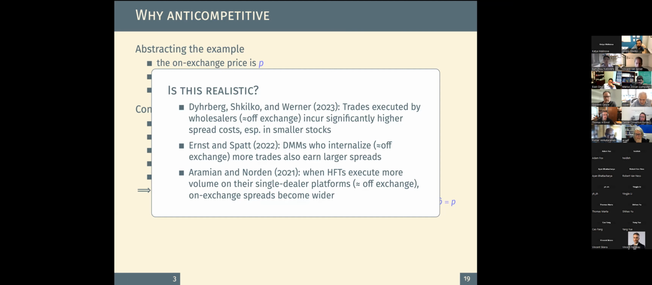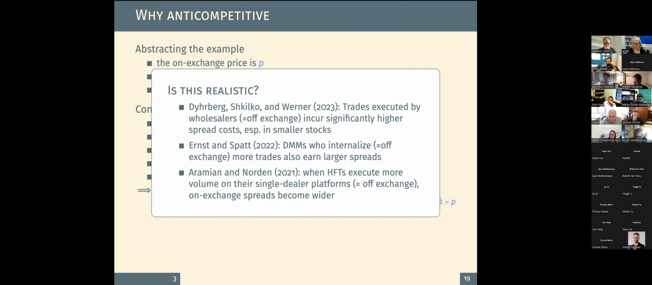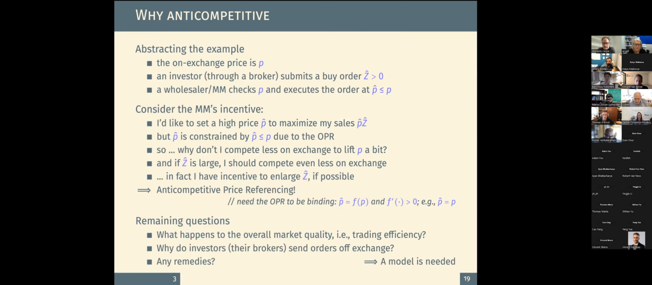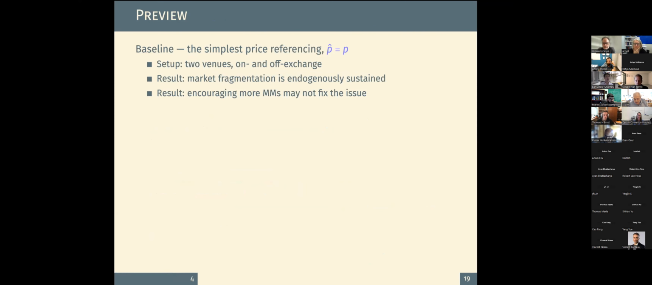Moving to Europe, we also have evidence that high-frequency traders, when they execute volumes on the single dealer platforms, which is kind of like off-exchange, their on-exchange spreads also become wider, coming from Fatima and Lars' paper. So there is some empirical evidence which makes us more convinced that this mechanism is somewhat in play in reality. That's why we wrote this model. Very quickly, to preview what the model does.